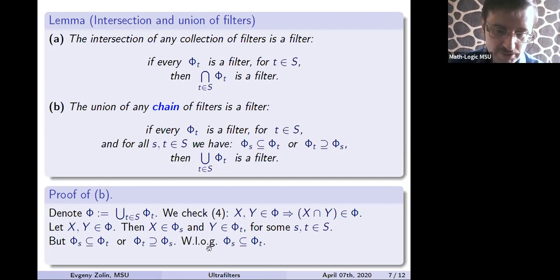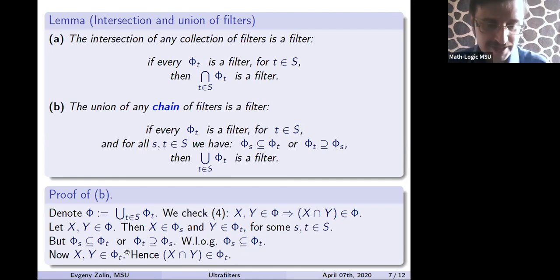For example, without loss of generality, let us assume that phi s is contained in phi t. Then both x and y are in the bigger of these two filters. And of course, the intersection is in this phi t. So the intersection is in phi. Okay, so we need this one of the two inclusions. Otherwise, we can't guarantee that it is a filter.